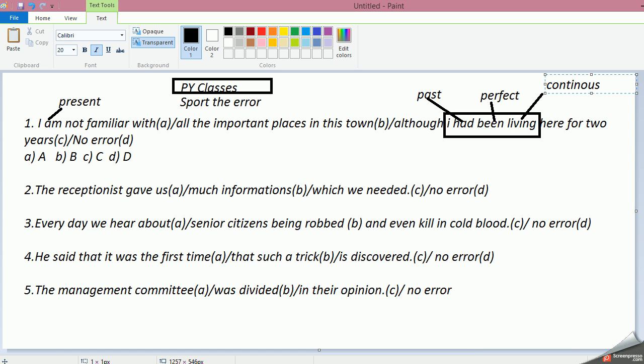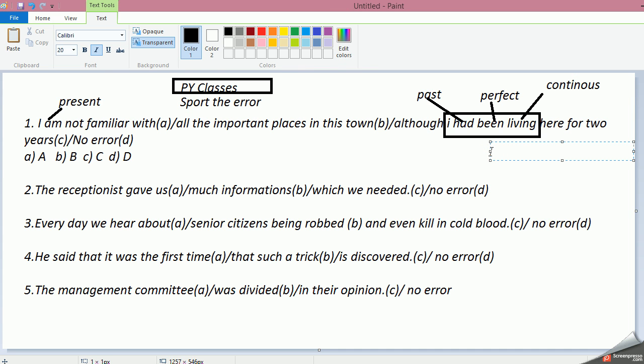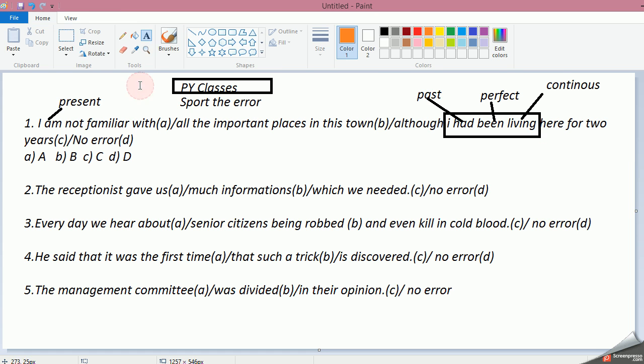Okay, so now come to the main point here. The first part is in present, and here it is in past perfect continuous. But the rule of the tense says that if you are talking about anything in present, then the rest of the sentence should also be in present. So the error here is had. Instead of this had, we have to use have, because the first part is in present, so we have to change the second part to present itself.